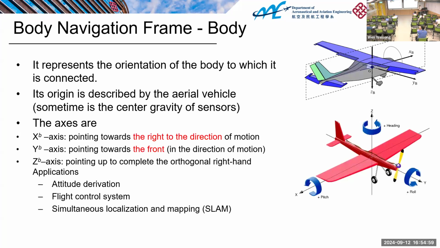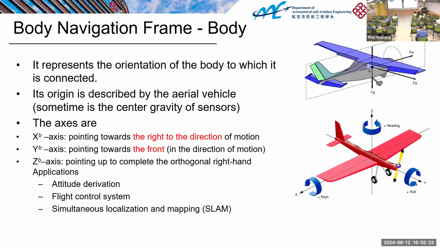The first one is the body frame, the body navigation frame. You can say it's a body frame or body navigation frame. Usually it's fixed at the center of the drone. Maybe, for example, this is a fixed wing. This can be customized based on your purpose. It represents the orientation of the body to which it is connected.